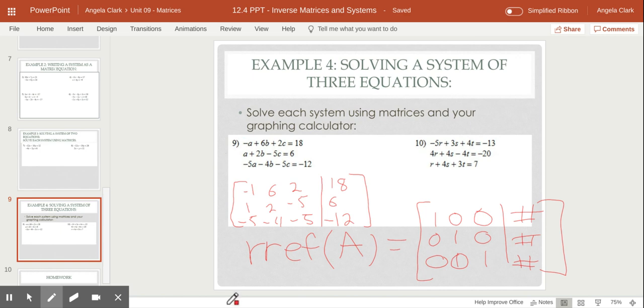So with the 3 by 3, you can go ahead and get the solution using the graphing calculator, using an augmented matrix, but still know how to set it up as a matrix equation like we talked about a couple of videos ago.